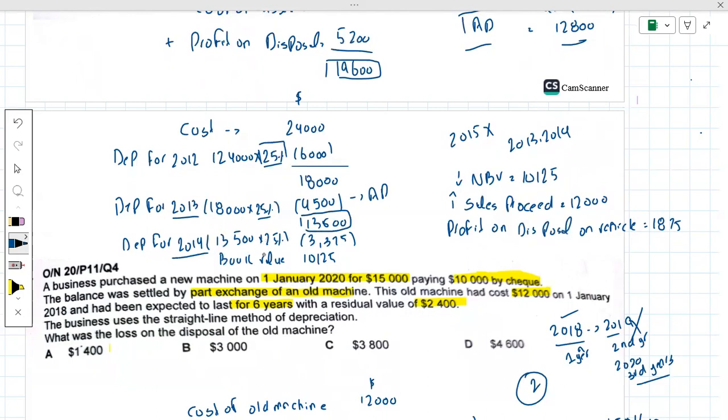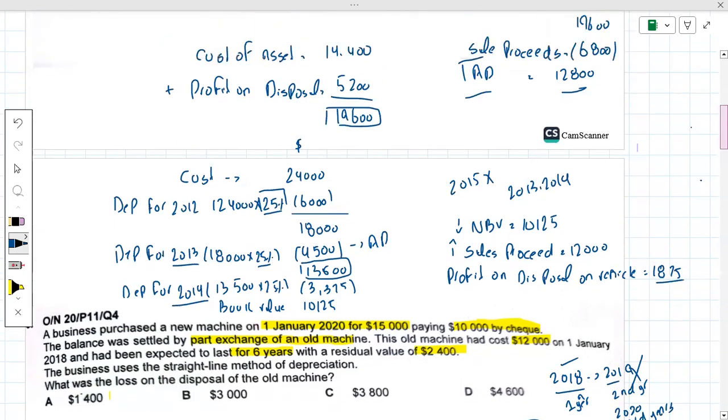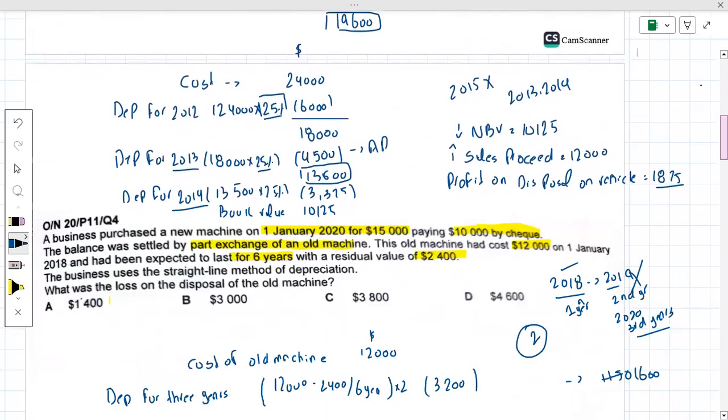So 13,500 multiplied by 25%. So you have the depreciation for this year, which is 3,375. So now, at the end of this year, we have the book value, which is 10,125. Okay. So the net book value is 10,125, but if you see the sale proceed is 12,000. So it is higher than the net book value. So it means that we got the profit on disposal, which is 18,075. So A option is the right option.